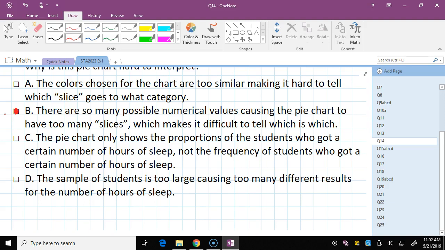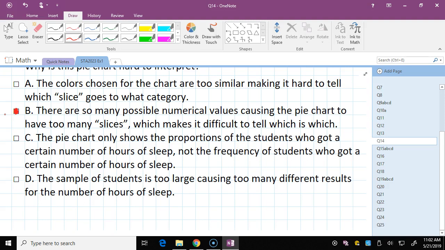I mean, obviously, you don't want to talk about this. The pie chart shows the proportion of students, and not the frequency. Well, a pie chart will never show frequency. So that's why we can throw this guy out.